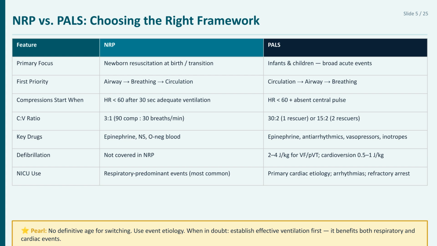Choosing between NRP and PALS depends on the event's etiology, not just age. NRP focuses on newborn resuscitation with airway first priority and a 3:1 CV ratio. PALS is for infants and children with circulation as the first priority and a 30:2 or 15:2 CV ratio. When in doubt, prioritize effective ventilation first.